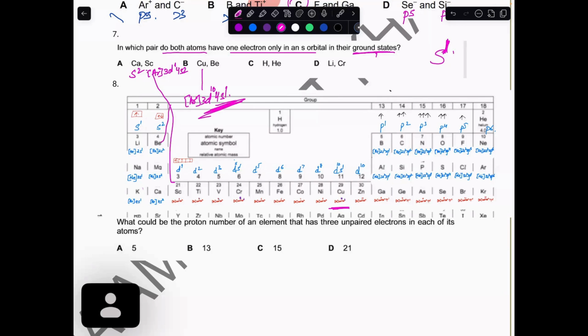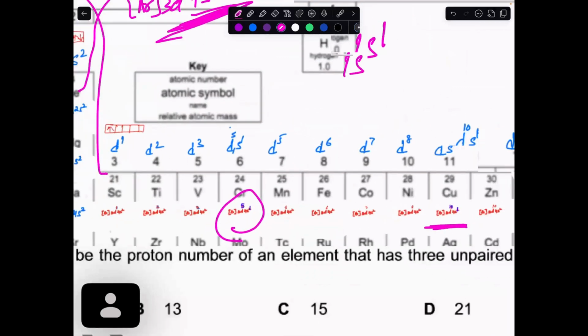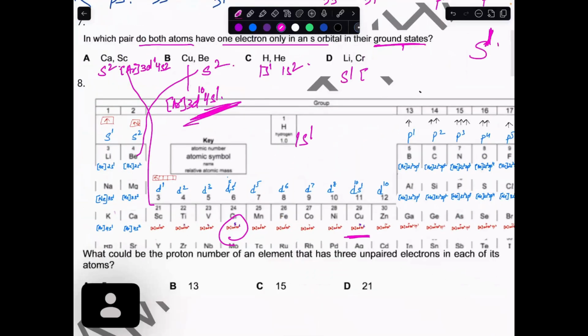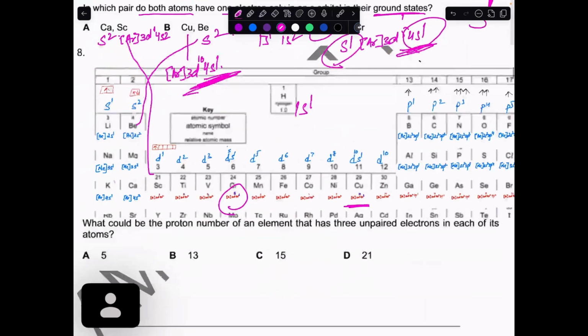Beryllium, 2s2, not. Hydrogen, 1s1. Helium, 1s2, not. Lithium, group 1, 2s1. Yes. Chromium is argon 3d5 4s1. 4s1, the answer is D. Next.